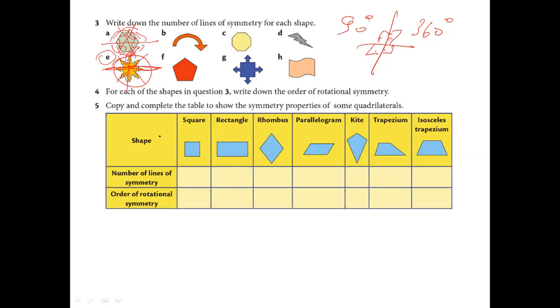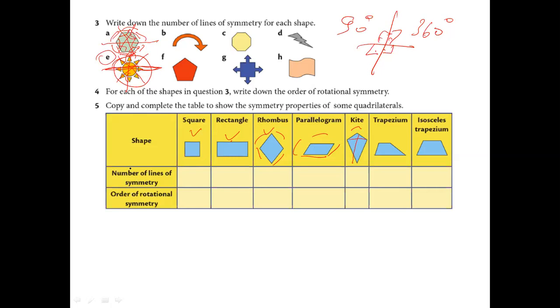And this question is a very interesting question, because we have different shapes but the question is the same. Copy and complete the table to show the symmetry properties of some quadrilaterals. What does quadrilateral mean? It has four sides, yes? For example, this one is a quadrilateral, a rhombus is also a quadrilateral because it has four sides. A parallelogram is also a quadrilateral, a kite, a trapezium, and an isosceles trapezium are also quadrilaterals.